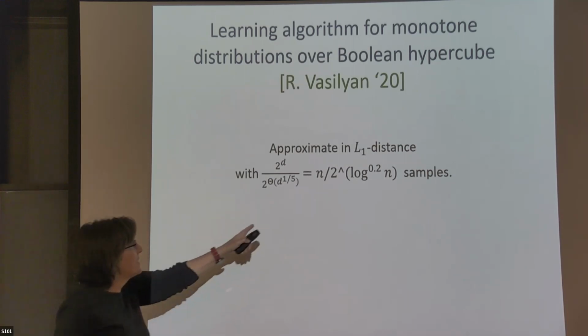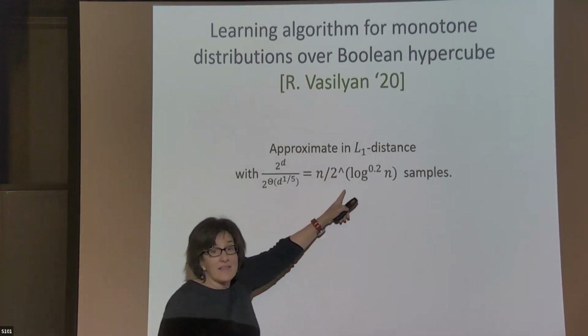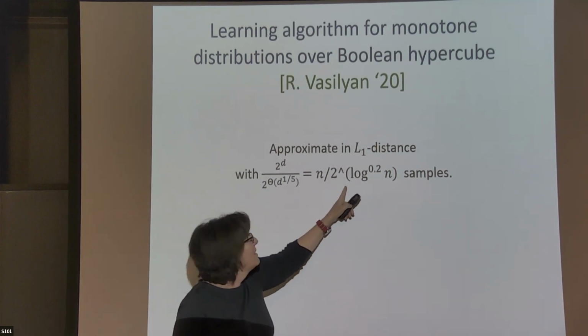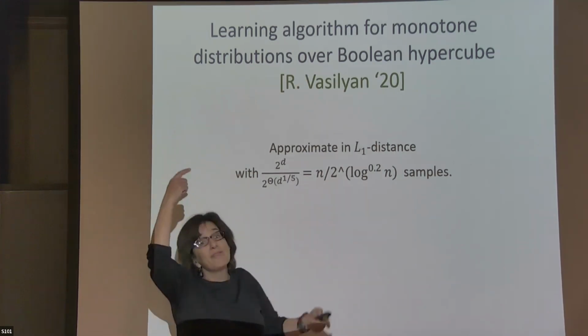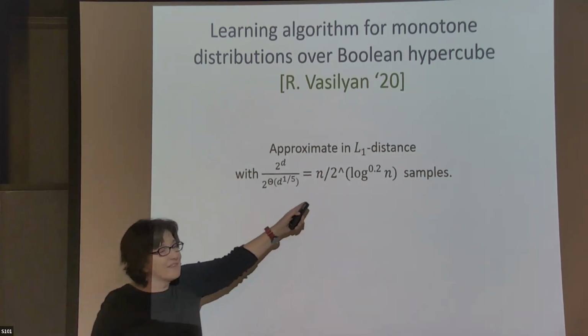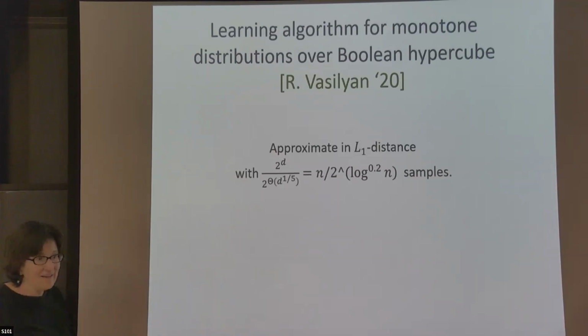And it's going to be in n over this thing that's actually a lot better than we need. So instead of n over log n, we're going to get n over 2 to the log 0.2n. It doesn't matter what it is. The point is it's better than n over log n. Okay, that's all you need to remember.